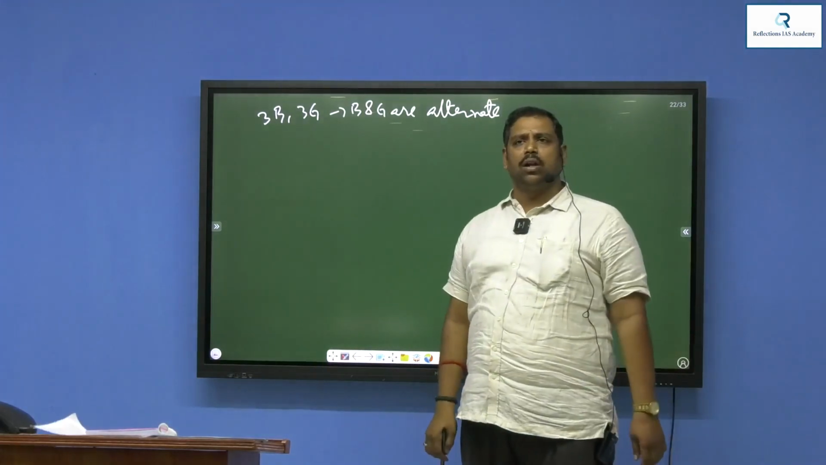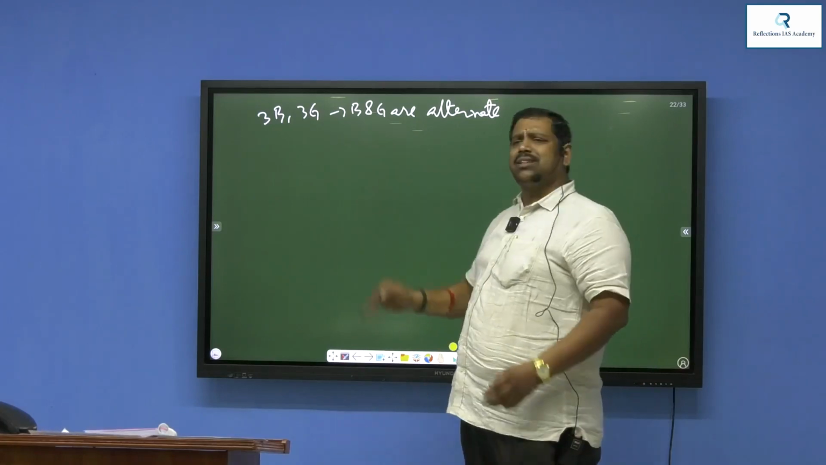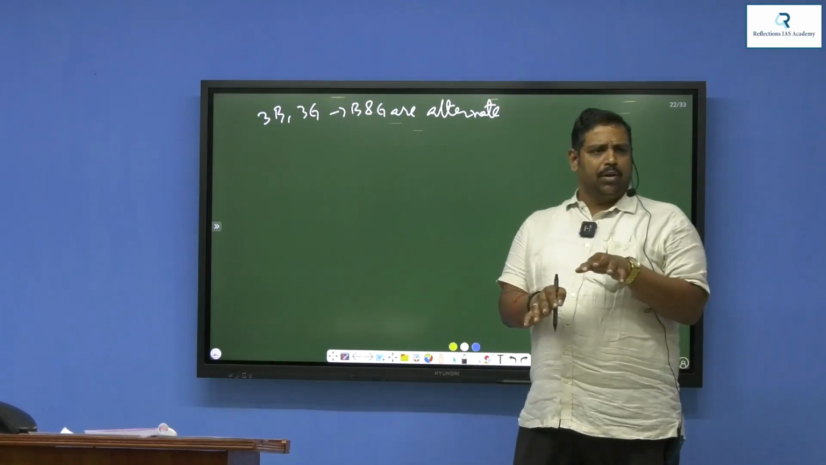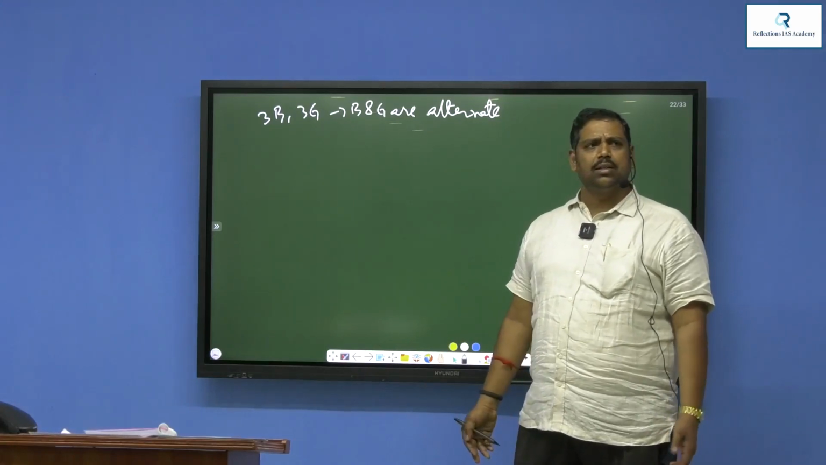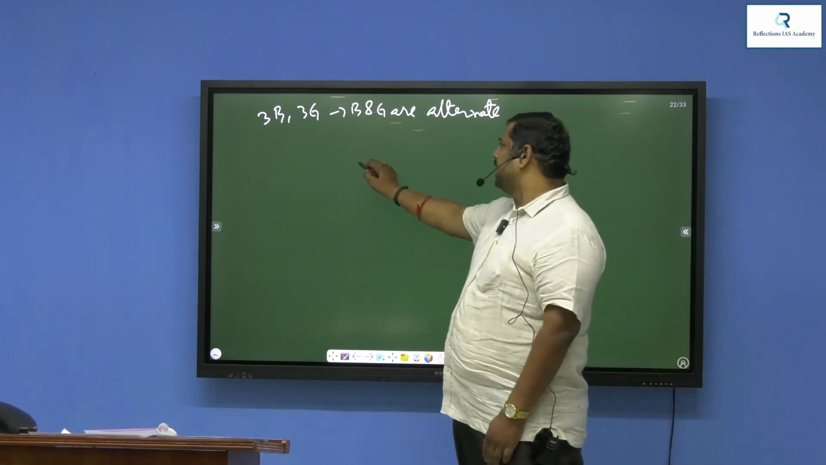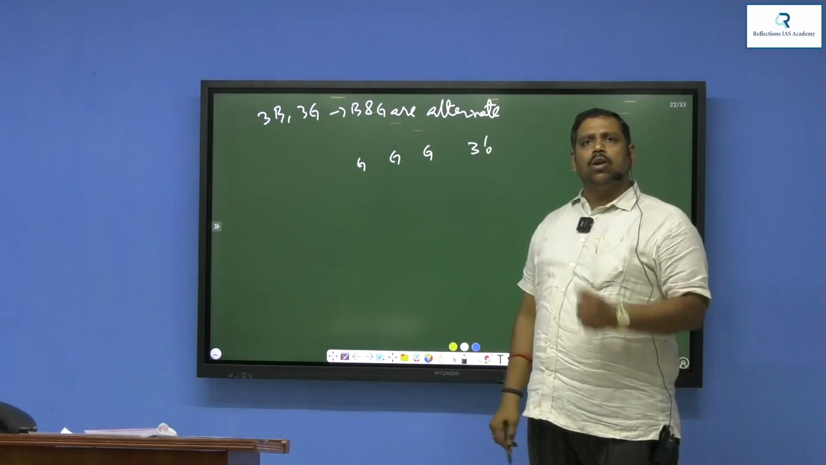Boys and girls are alternate to each other. How do we solve it? Boys and girls, none is lesser in number, so you can go with anything. Boys or girls? Girls. Okay, 3 girls, 3 factorial. Yes or no? What about the boys?